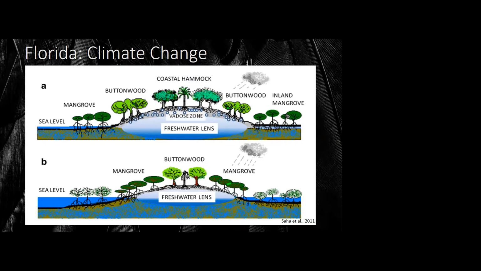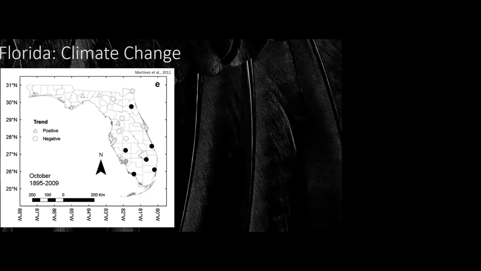And then you get only a select group of plants like mangroves that are able to adapt to that saltier water to survive. And the hardwood hammocks, which are more salt intolerant, are going to shrink. And along with it, a lot of suitable habitat for these bird species.